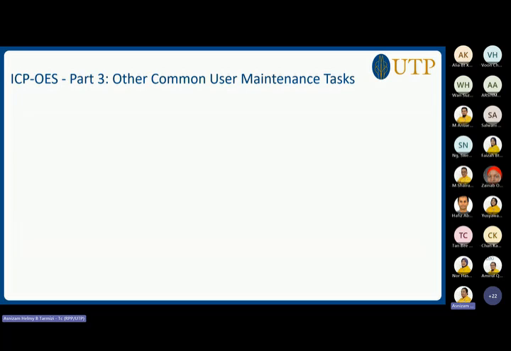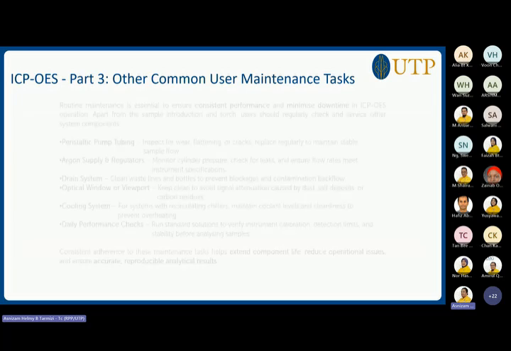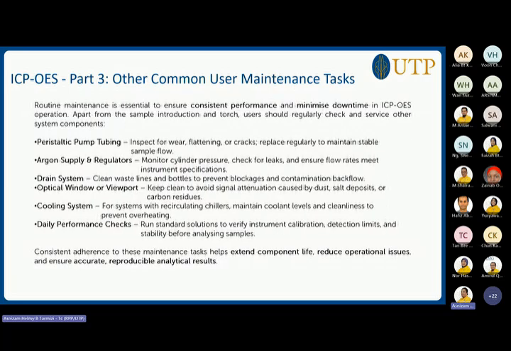Part 3, other common user maintenance tasks. Routine maintenance is centered on ensuring consistent performance and minimum downtime in ICP-OES operation. Apart from the sample introduction and torch, users should regularly check and service other system components. They are: peristaltic pump tubing, inspect for wear, flattening or cracks, and replace regularly to maintain stable sample flow.